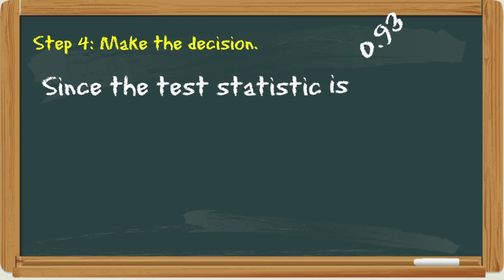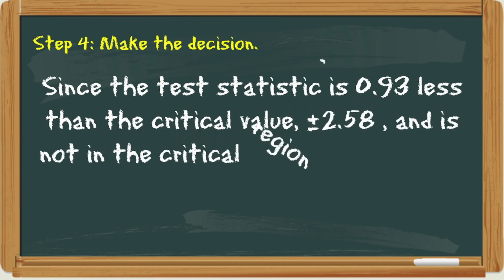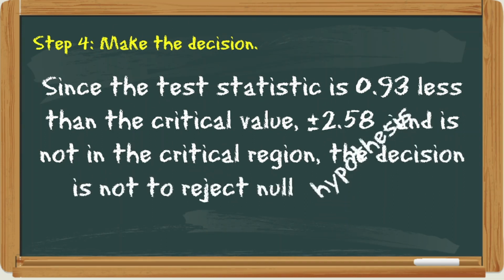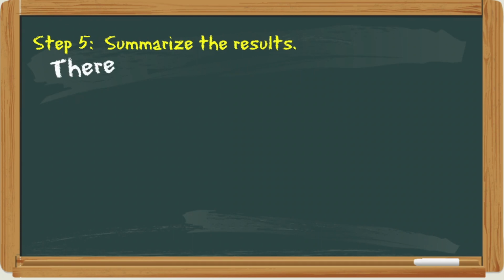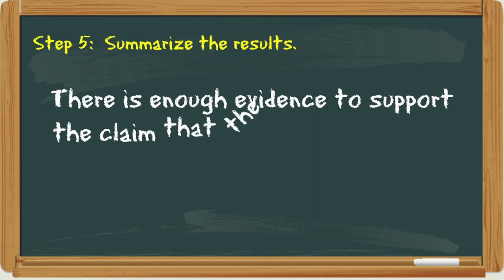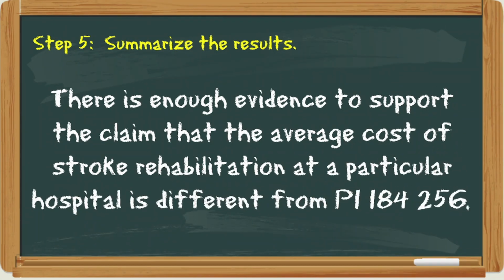Therefore, we will make the decision now in step 4. Again, since the test statistic is 0.93, mas mababa yung 0.93 sa critical value in step number 2, which is 2.58, therefore, the decision again is not to reject the null hypothesis. Therefore, accept the null hypothesis. Step number 5. There is enough evidence to support the claim that the average cost of stroke rehabilitation at a particular hospital is different from 1,184,256. Therefore, accept natin yung null hypothesis natin. So therefore, yung average cost talaga ng hospital is equal to 1,184,256.